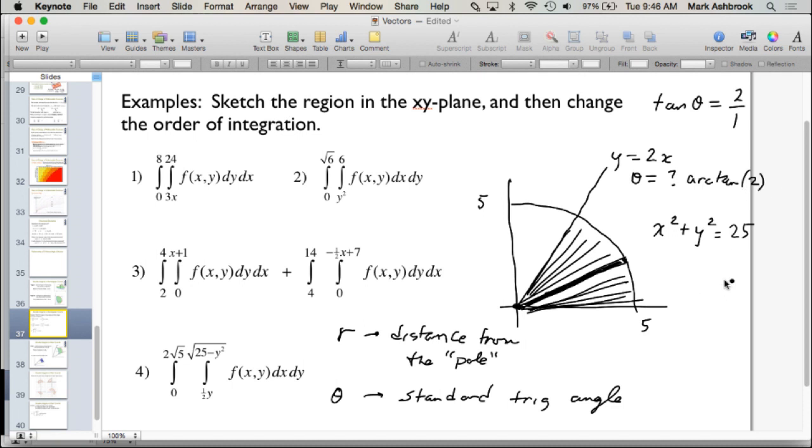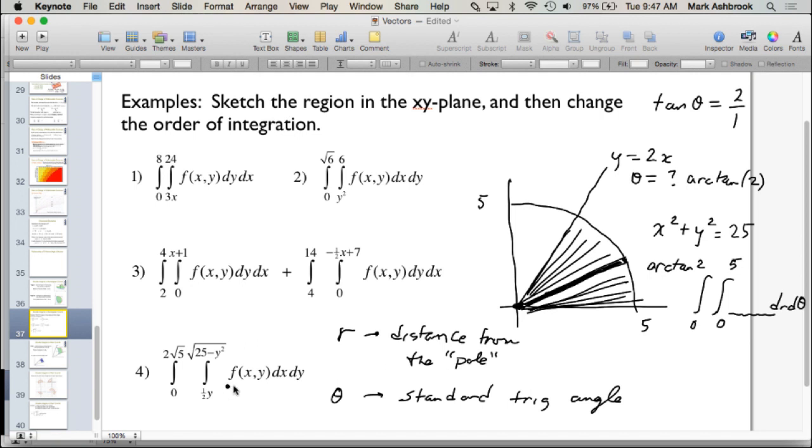So our limits are going to be: r goes from 0 to 5, and then theta goes from 0 to arctan of 2. Now, but then there's more to that. Okay, so that's the limits. That's good. And we know we're going to have dr d theta.